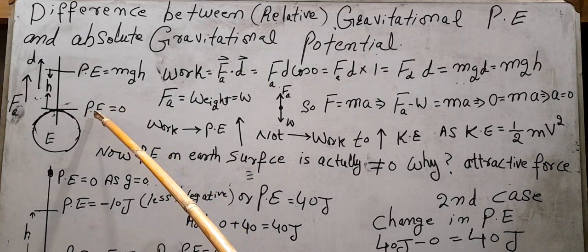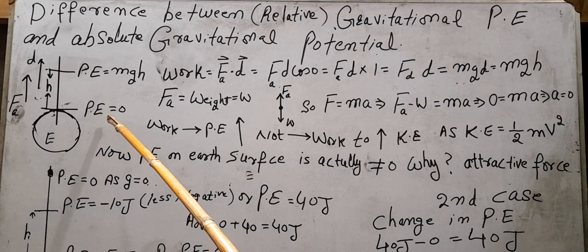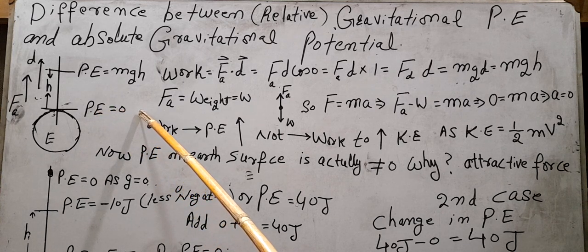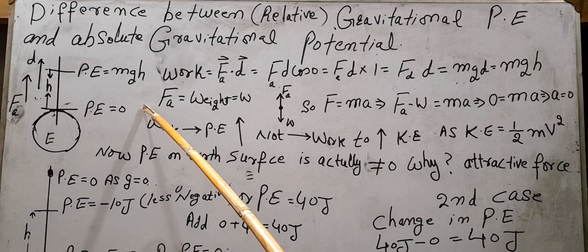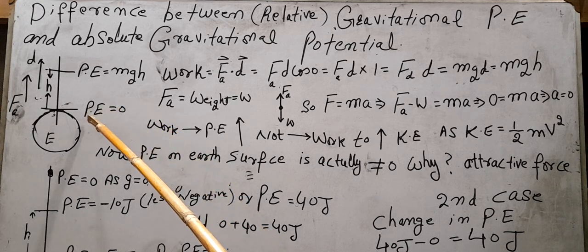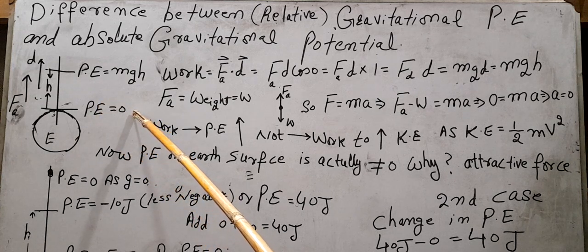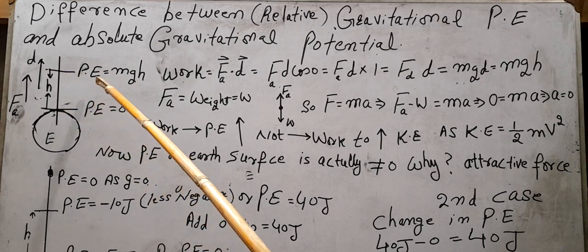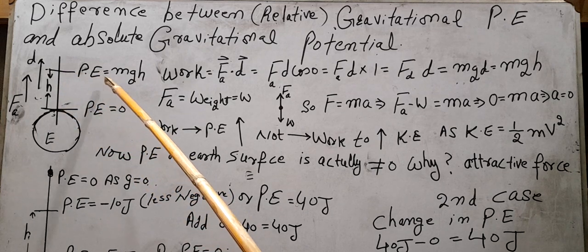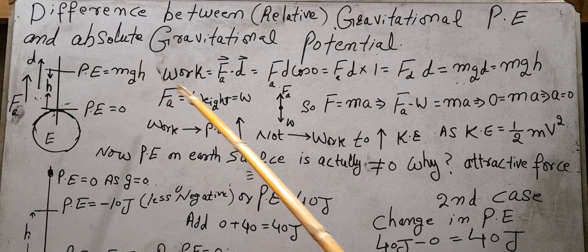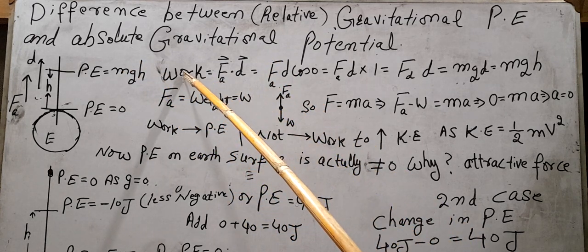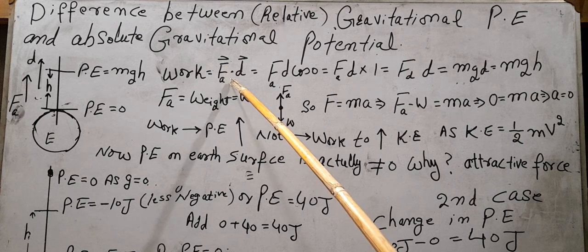In this case, we will say that its potential energy is zero because according to the formula mgh, as the height of the body from the surface of the earth is zero, therefore we will say that its potential energy is zero. And at a certain height h from the surface of the earth, we will say that its potential energy is mgh. To find this potential energy, we use the formula for work, W equals F d cos theta, where F represents our applied force.